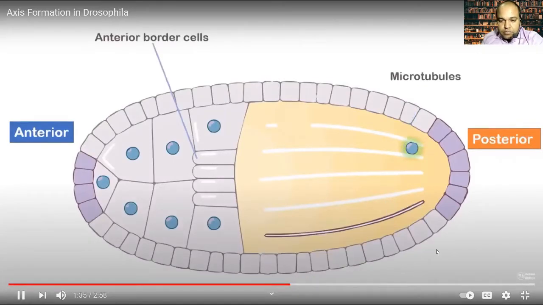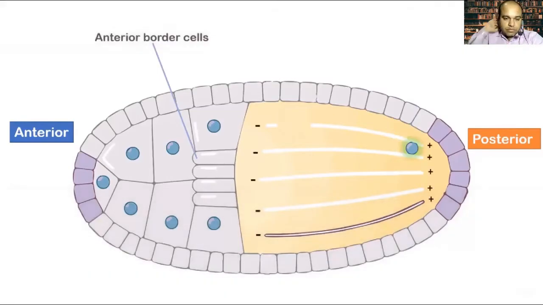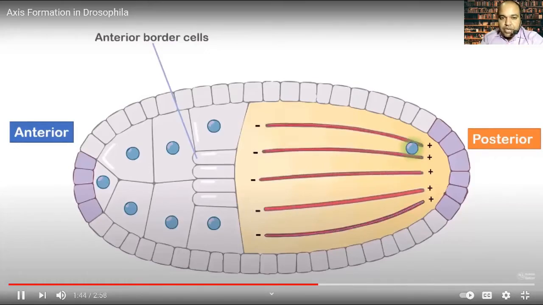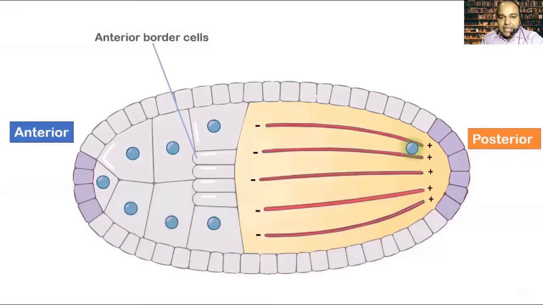Protein kinase orients the microtubules such that the growing plus ends are at the posterior. Okay, so there is the plus end which is present towards the posterior part. There are negative ends which are present towards the anterior part. Then there are specific proteins which are going to be expressed, called kinesin and dynein.